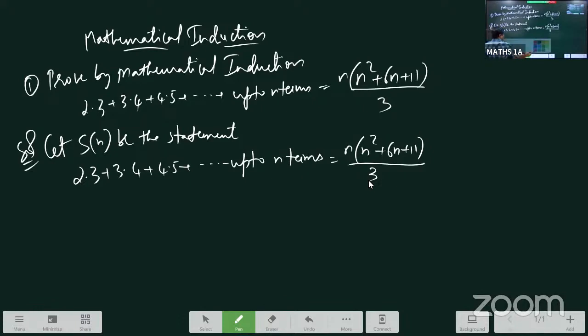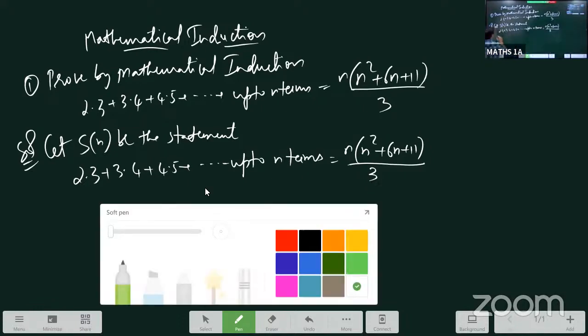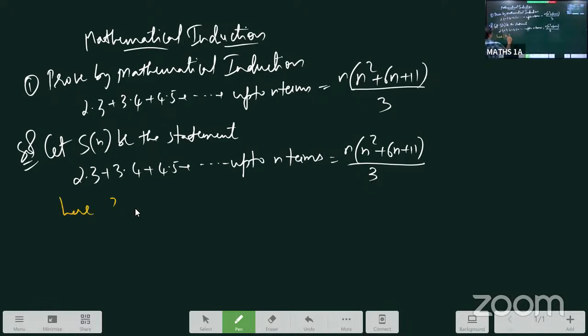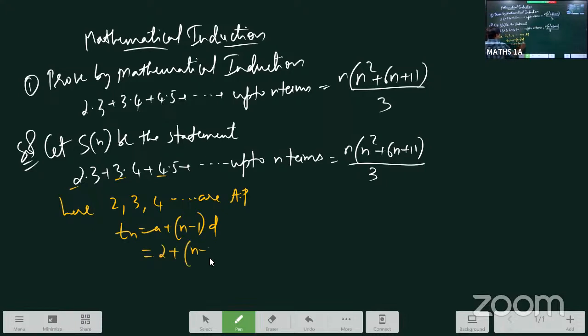So here 2, 3, 4, the first terms of the products, are in AP. So for an arithmetic progression, the nth term Tn is equal to a plus n minus 1 into d. That is 2 plus n minus 1 into common difference 1. 2 plus n minus 1, that is n plus 1. Okay.